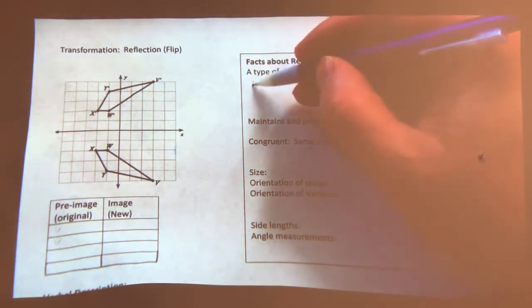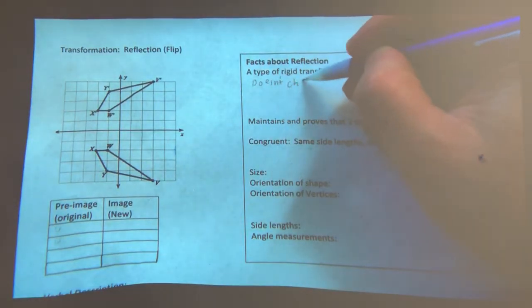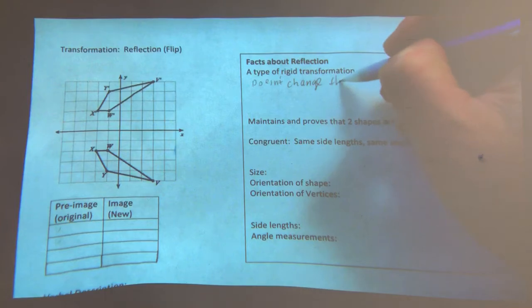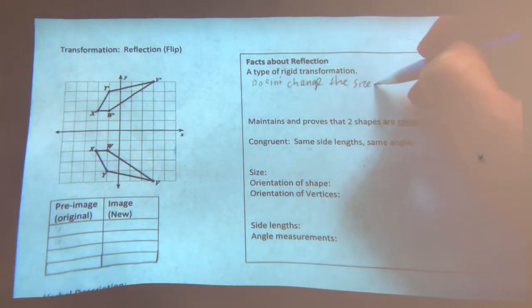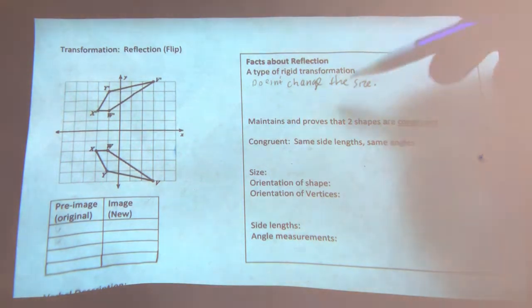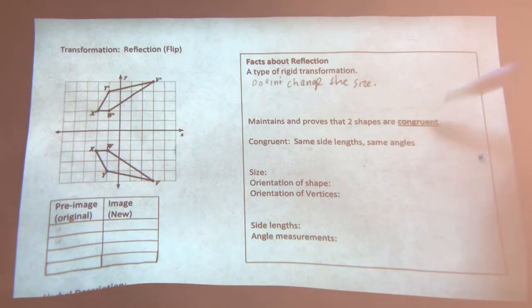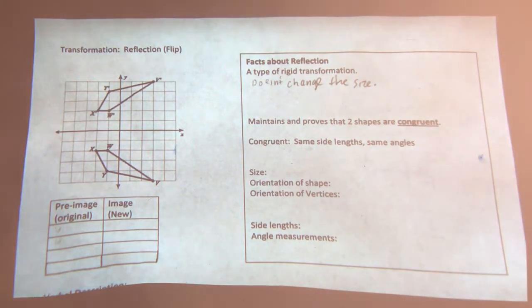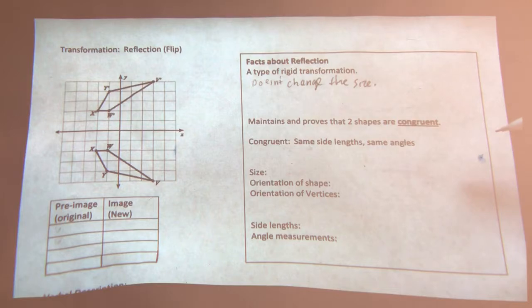It means it doesn't change the size of the shape. And because of that, all the rigid transformations prove and maintain the congruence of the shape. So the original shape or the pre-image is the same size, same side lengths, or congruent to the new shape. So the original shape is congruent to the new shape.